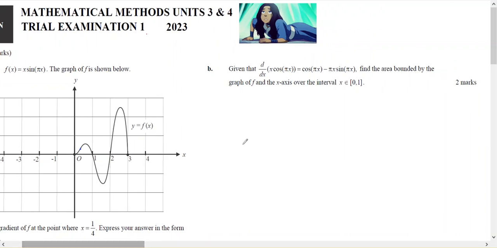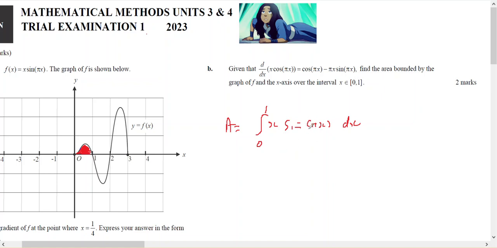Part B says, given this information, find the area bound by the graph of f, the x-axis, and the interval 0 to 1. So what's that area there? I can see that it's a positive area. So first up, since it's worth 2 marks, the area I'm interested in is the integral from 0 to 1 of x sine of pi x dx. And that's what I'm looking for.